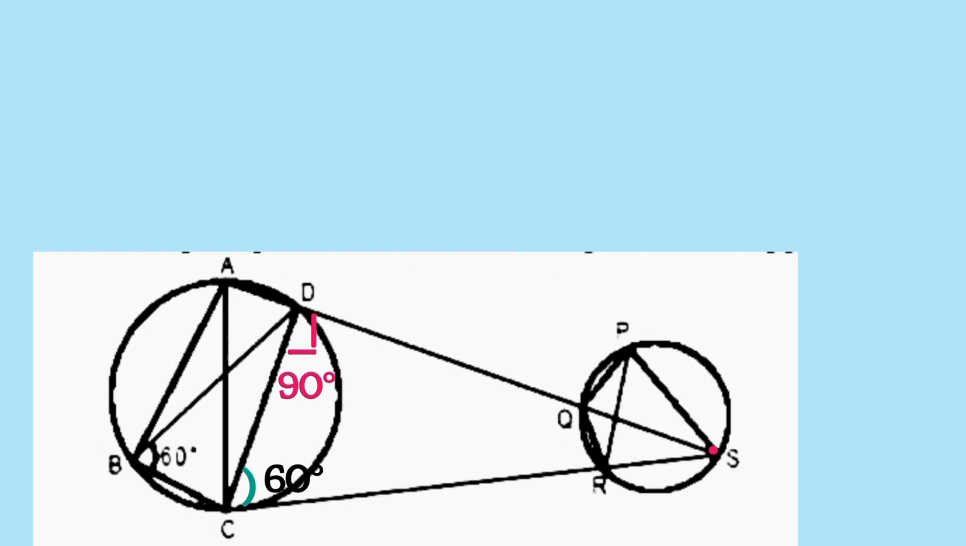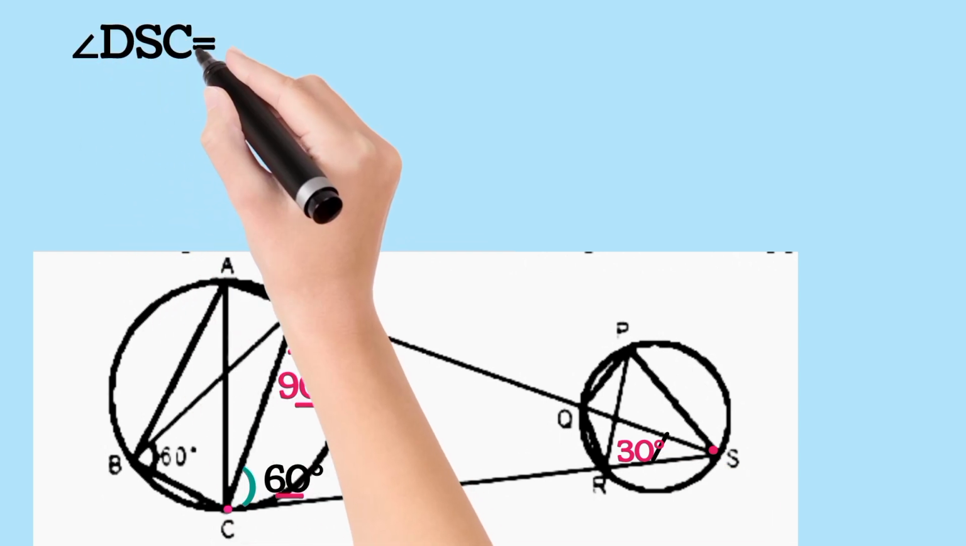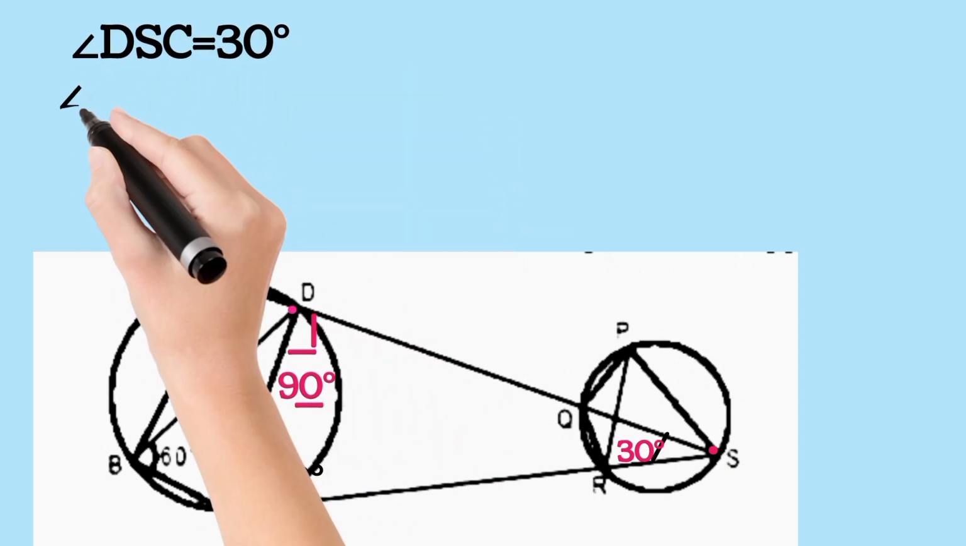So in triangle SDC, this is 90, this is 60. So by angle sum property, this angle will be 30 degrees. That is, angle DSC is equal to 30 degrees.